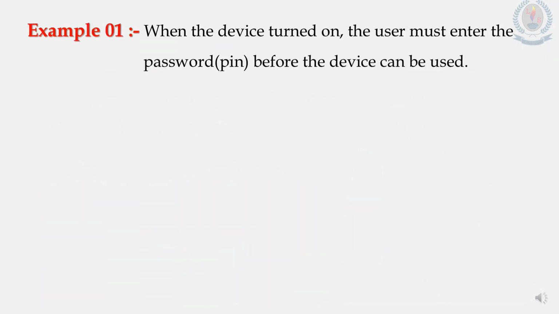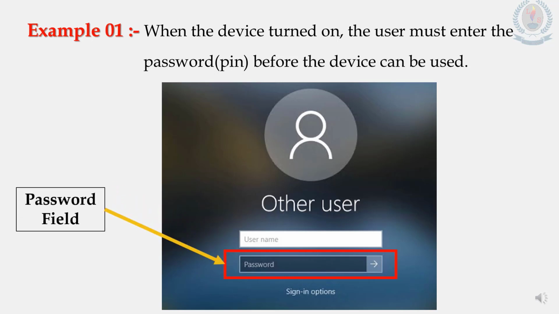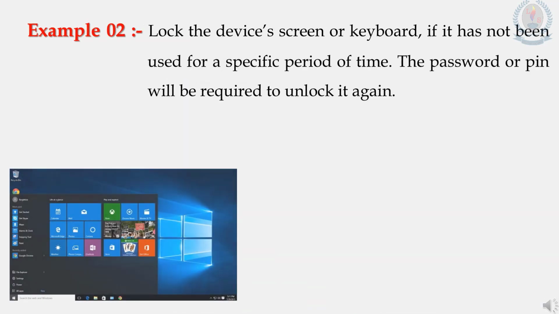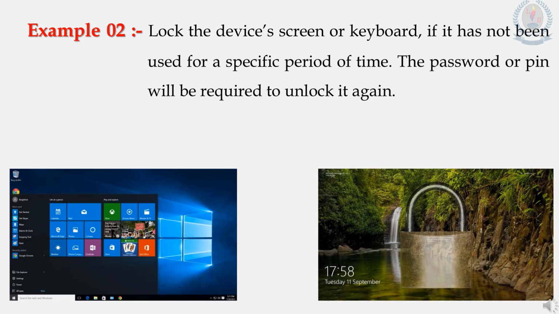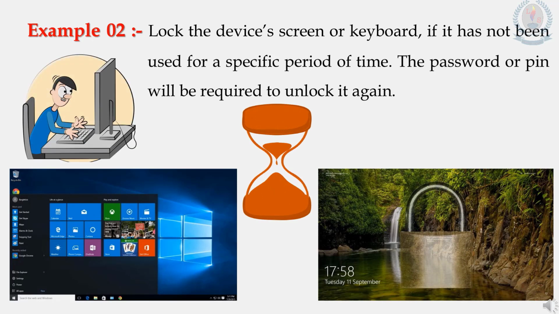This is a good example that we are all aware of. The operating system of many devices can be set so that when the device is turned on, the user must enter a password or personal identification number, or as we call it, PIN number, before the device can be used. Another example is that the device's screen or keyboard is locked if it has not been used for a specified period of time. We need to provide the password or PIN number in order to unlock it again.